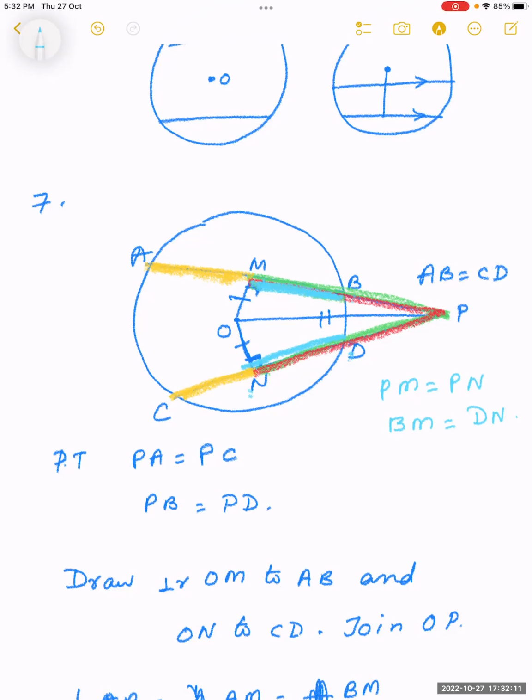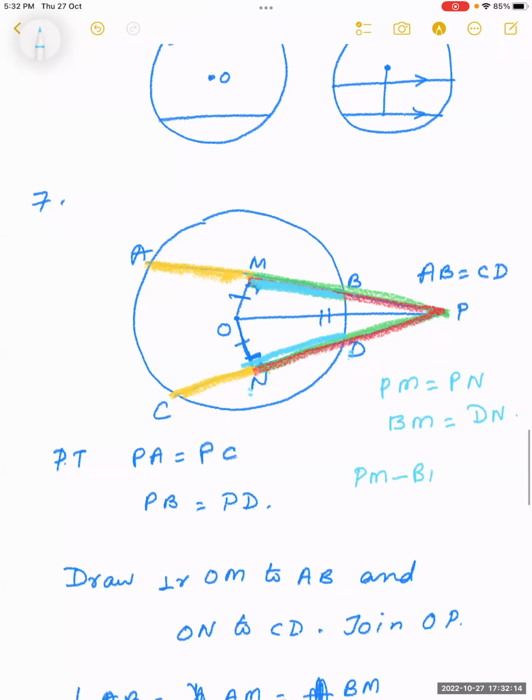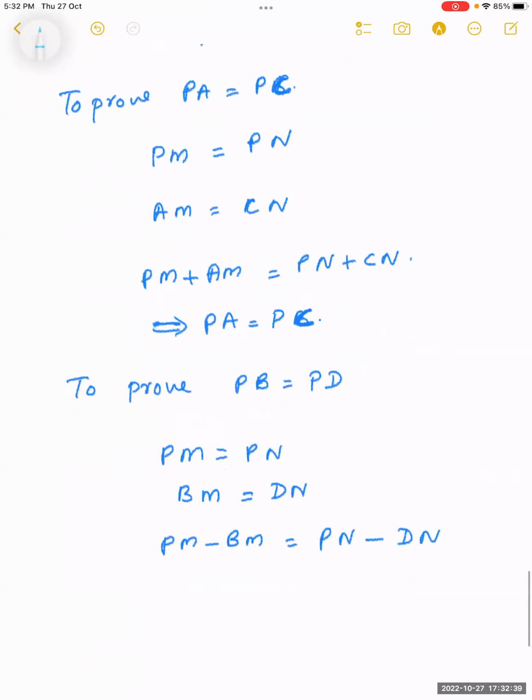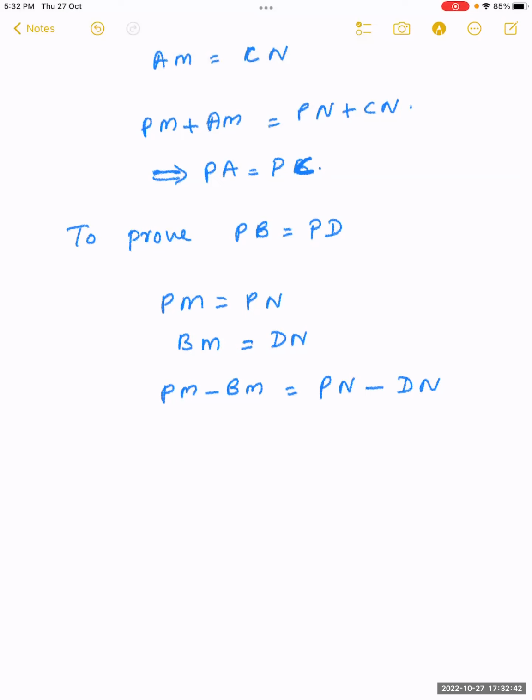No doubt. So I'm just subtracting PM minus BM. If I cut this part, I get only PB. Similarly, if I remove DN from PN, PN minus DN, what do I get? PB equal to PD. So I'm showing again they are equal. So this will become PB equal to PD. Hence proved. That's all. Okay, please write it down.